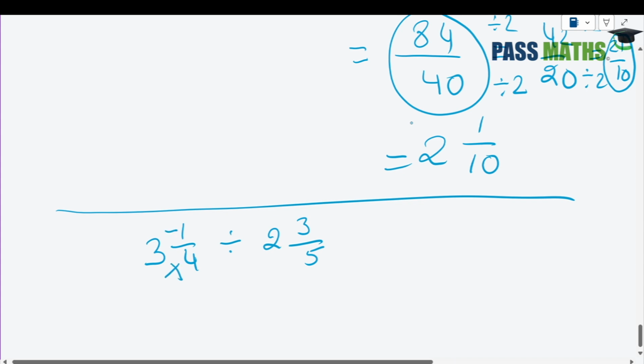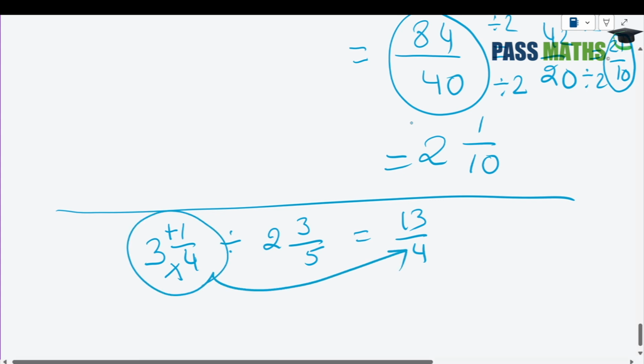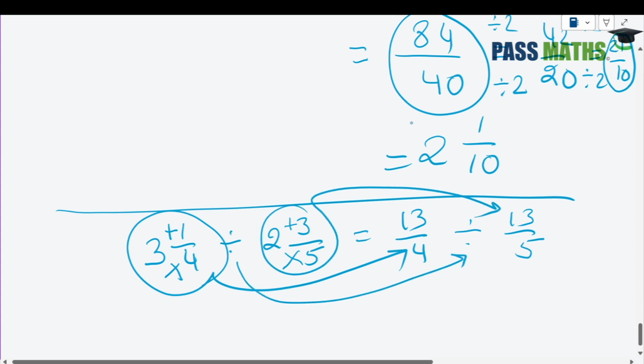Again, 3 times 4 plus 1, that gave me 13, denominator the same. That's how I converted my mixed number into an improper fraction. Now 5 times 2 is 10 plus 3 is 13. Bottom number stays the same, the denominator, with the division sign in the middle. So this gave me this, and this division sign there.